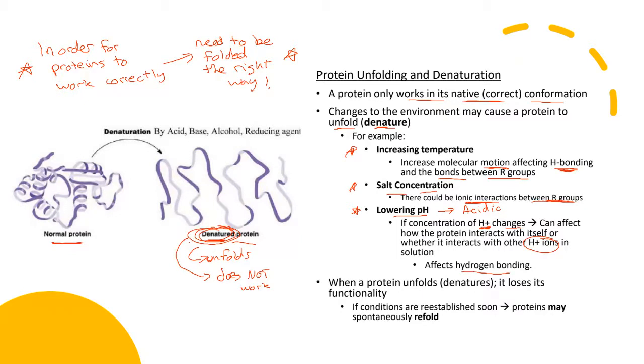So for a protein to work best, it has to work at its optimal environment: the right temperature, the right salt concentration, the right pH, and then it's going to be able to work well. It's going to be a normal protein. What happens when it unfolds, when it denatures? The protein loses functionality. In some cases, if you come back to the normal environment right away, proteins may refold, but many times if you don't, they stay unfolded, denatured, and you can no longer use them. It can no longer have its purpose or its function.